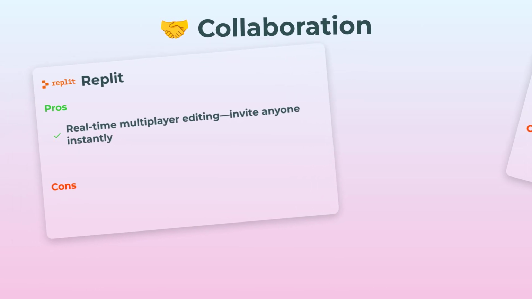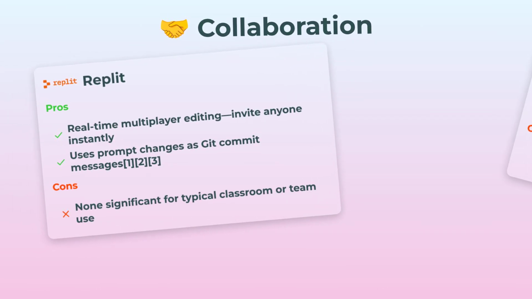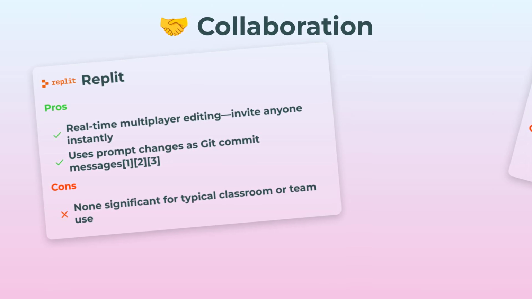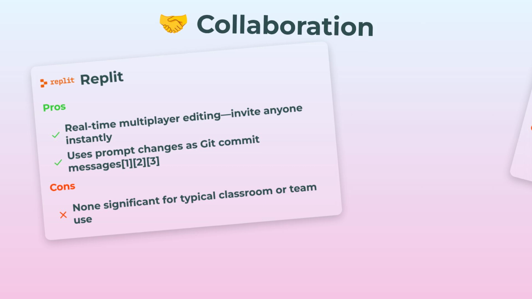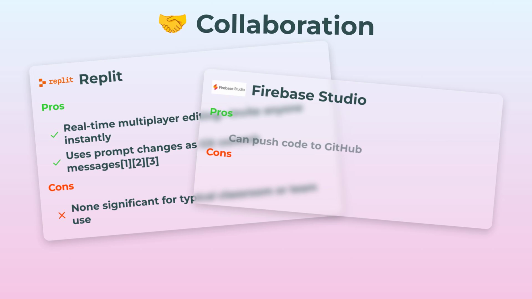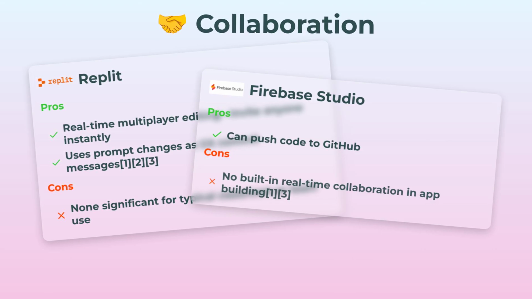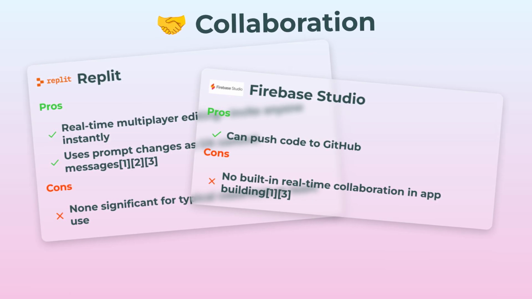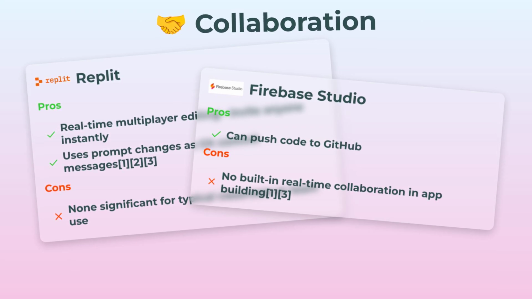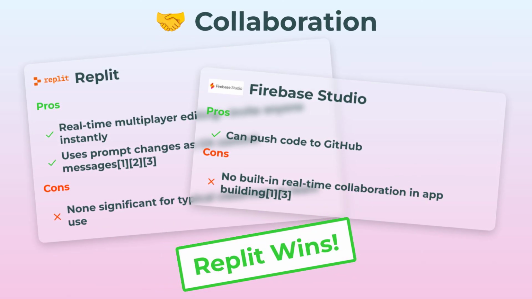Let's talk collaboration. Replit is actually awesome here. It's all real-time multiplayer editing, so you can invite friends, your team, even strangers instantly. It's got this feature where your prompt changes show up as git commit messages, which is actually kinda brilliant. Like if you're coding for class or just wanna jam with buddies, this is gold. No real cons. Firebase Studio, on the other hand, you can push code to GitHub, but as for real-time teamwork inside the app builder, basically none. Sorry Google, but this round goes to Replit.